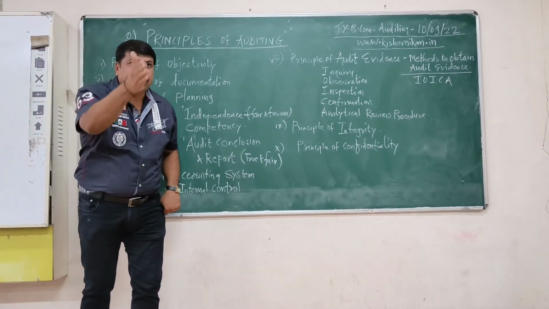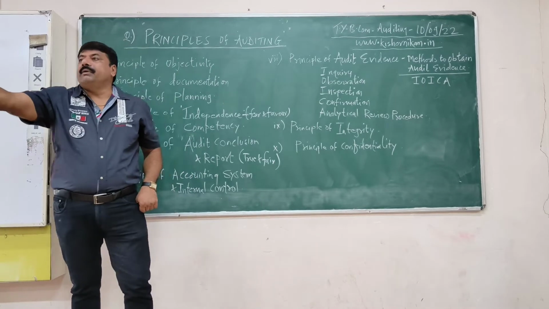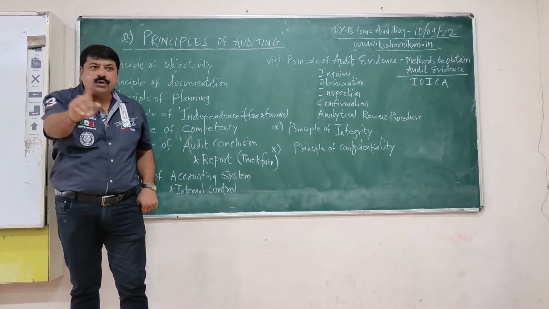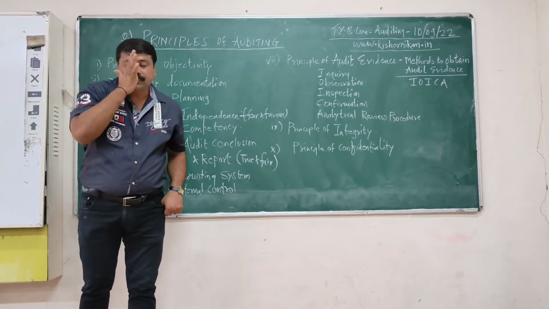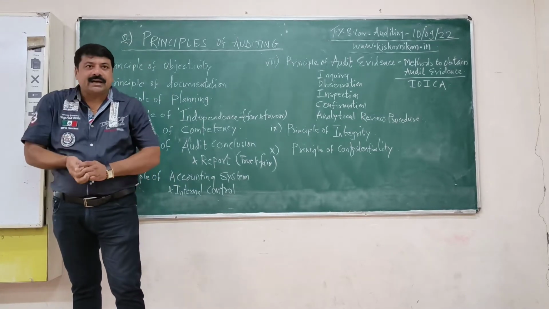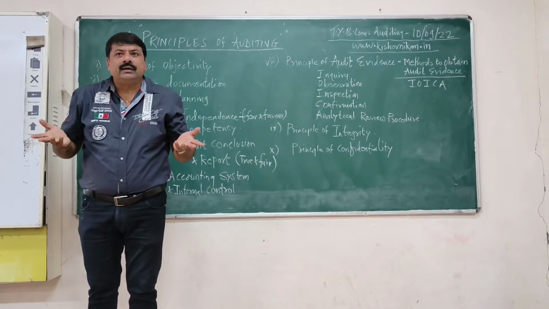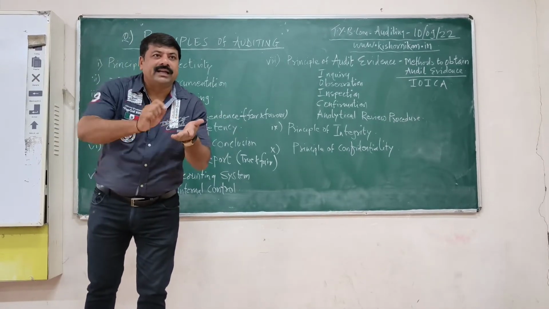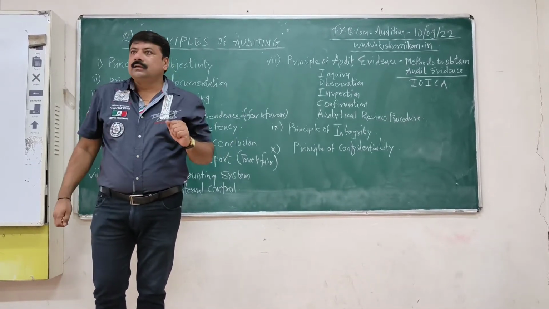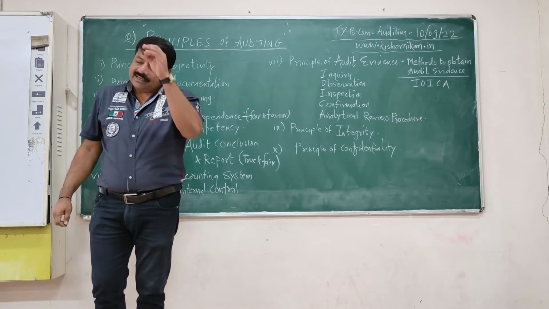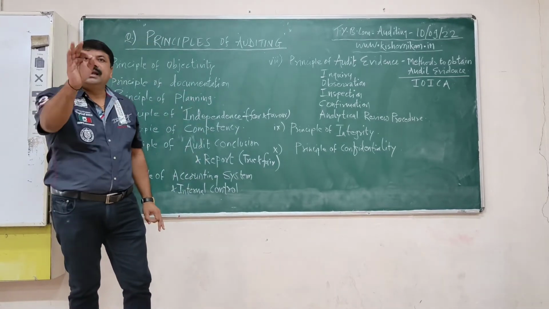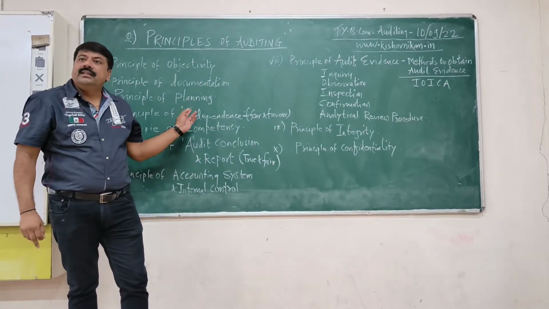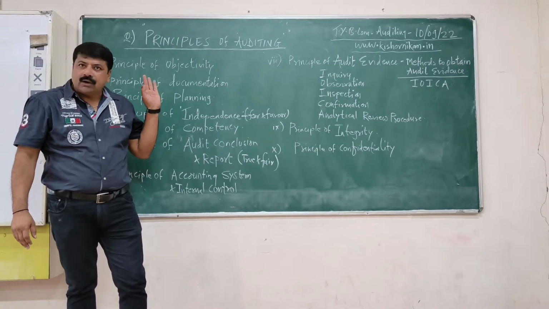But audit certificate must be given in a specified language. Vague language use नहीं कर सकता auditor. Audit 4 महीने चला, फिर मैं बीमार हो गया, फिर मैंने देखा नहीं, मुझे इसके बारे में मालूम नहीं, sign करके दे दिया, चलेगा क्या? नहीं चलेगा. Audit certificate must be in a legal language provided in the law.